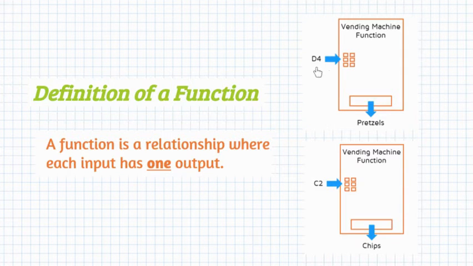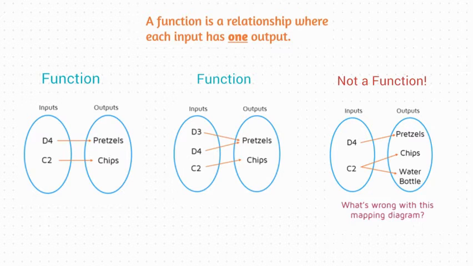That means for this input of D4, there is only one output option. For this input of C2, there is only one output option of chips. If I put in C2 and expected chips, then it would be really strange if out comes a can of Coke. To drive that point home, we're going to look at 3 examples. You can see that 2 of them are functions. The first 2 actually represent functions, but the third one is not a function.